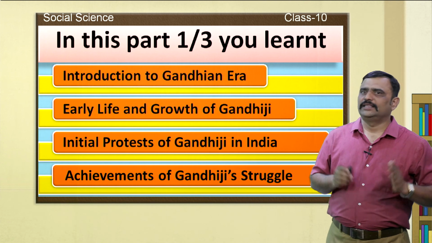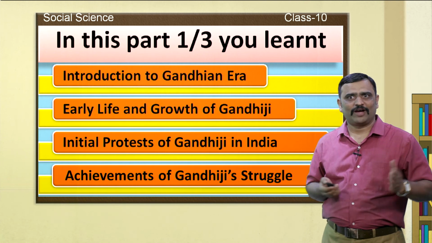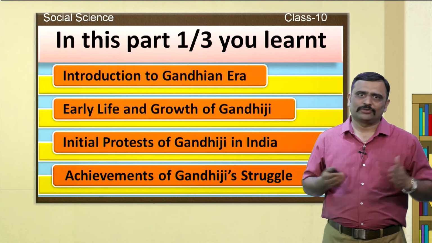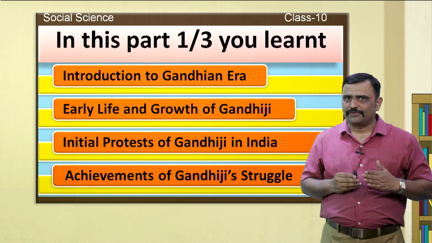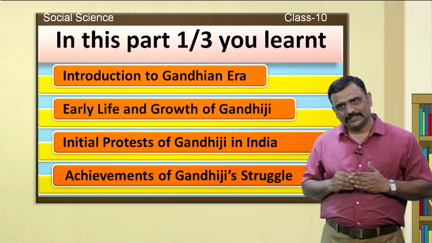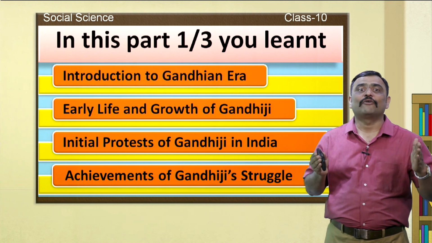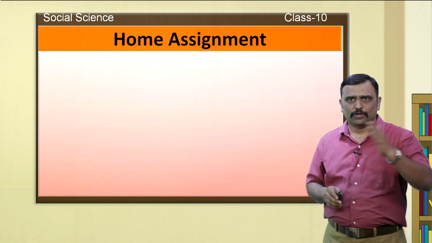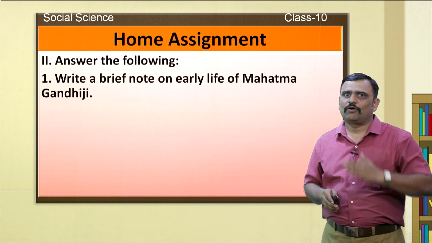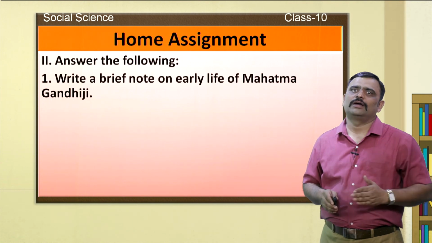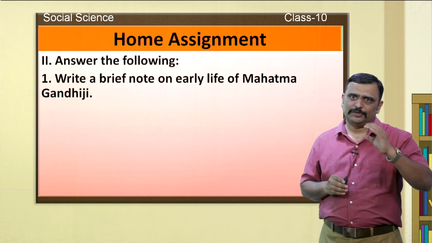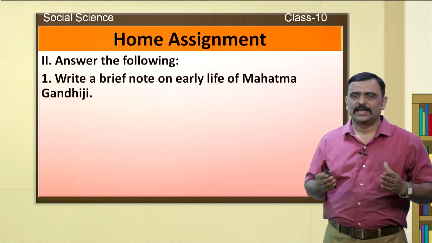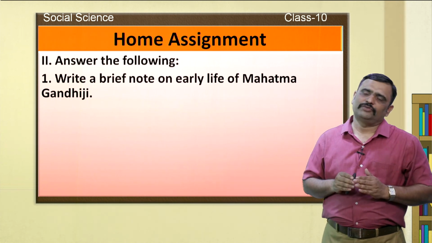Yes, dear students, in this part, let's quickly recall what we have learnt. We have discussed the introduction to the Gandhian era, early life and growth of Gandhiji, initial protests of Gandhiji in India, and achievements of Gandhiji's struggle. These are the things that we have discussed in this part of the chapter. The other home assignments for you are to answer the following questions. Write a brief note on the early life of Mahatma Gandhiji. You need to write in brief about where he was born, who his parents were, and how he went ahead with his studies and all.